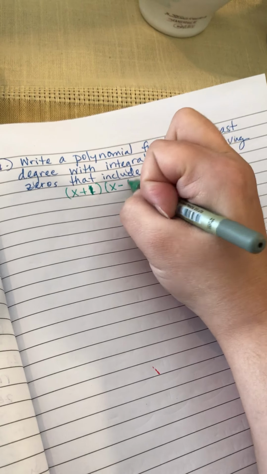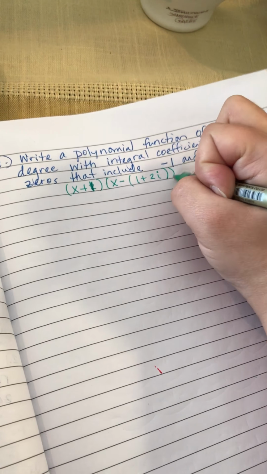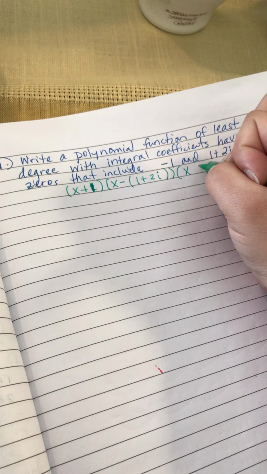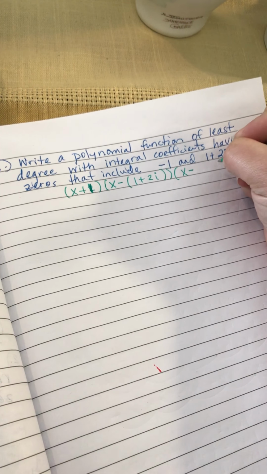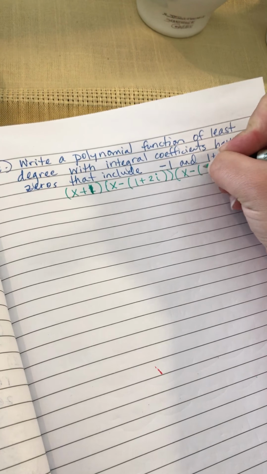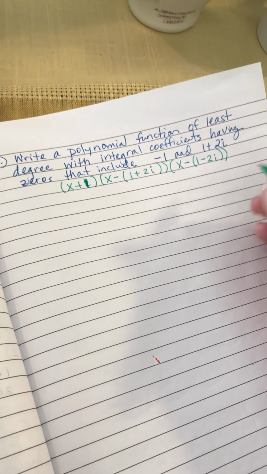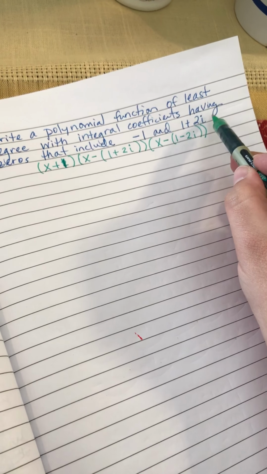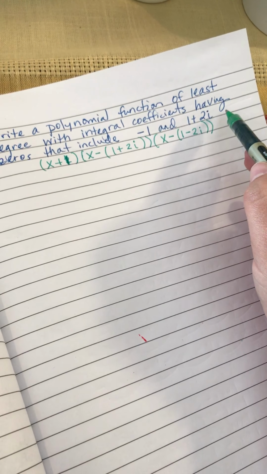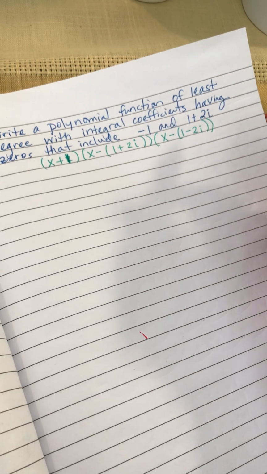minus 1 plus 2i, and x minus 1 minus 2i. Okay, because these are conjugates, we know that these are your two factors. This one is a positive, so the negative one has to be a solution also. So I take the 2, and I know that x minus that would be a solution. So here's my polynomial.